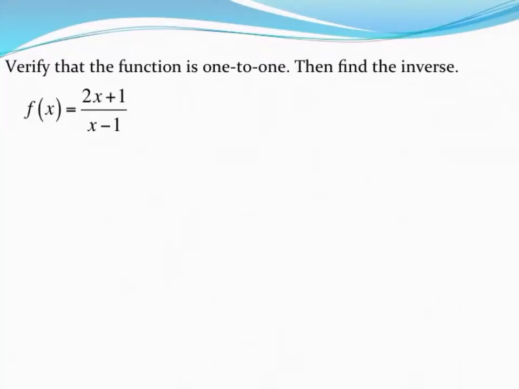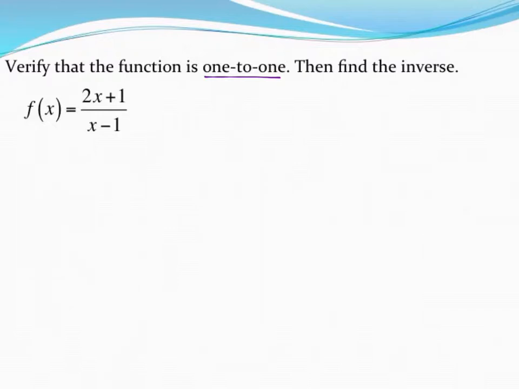In order to verify that this function is one-to-one, I need to make sure that it passes the horizontal line test. I'm going to skip over that part, but if you want to double check this for yourself, go ahead and graph this function. It's going to be the graph of a hyperbola, and you'll see that yes, in fact, it does pass the horizontal line test. Any horizontal line only intersects this graph once.